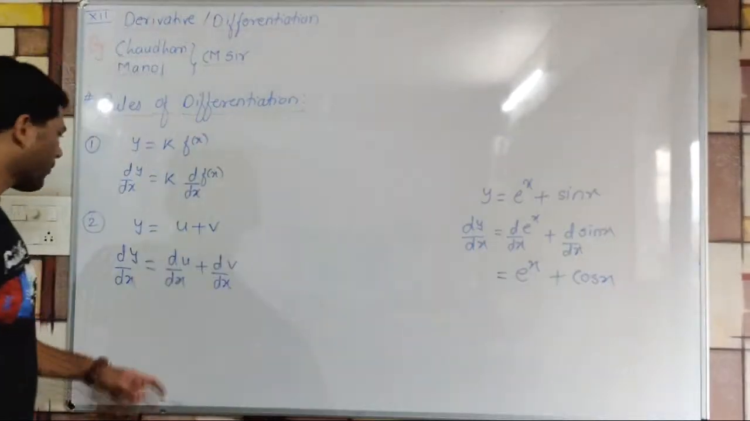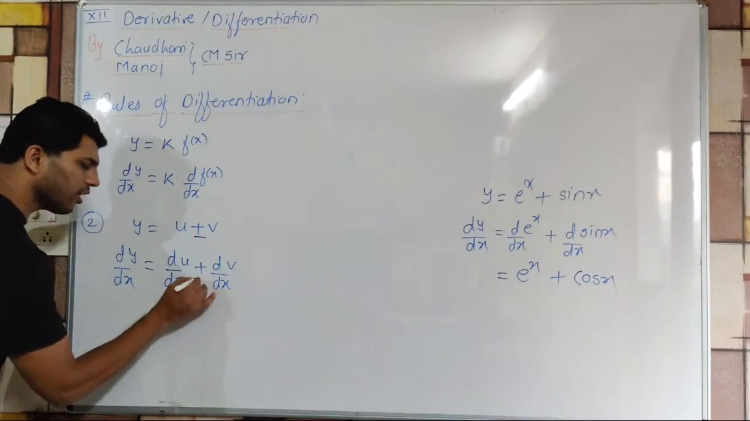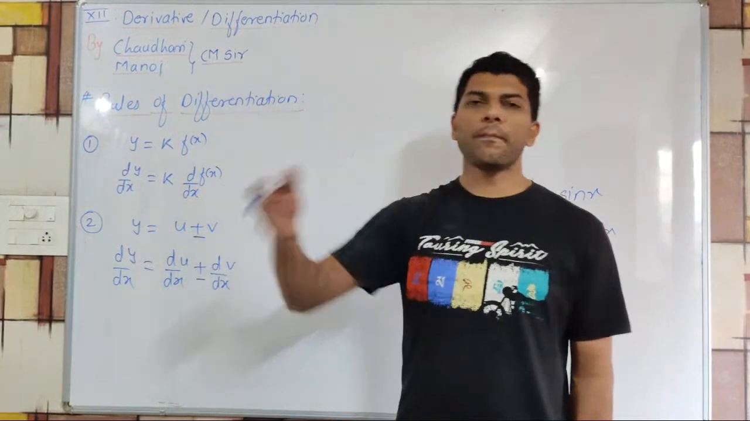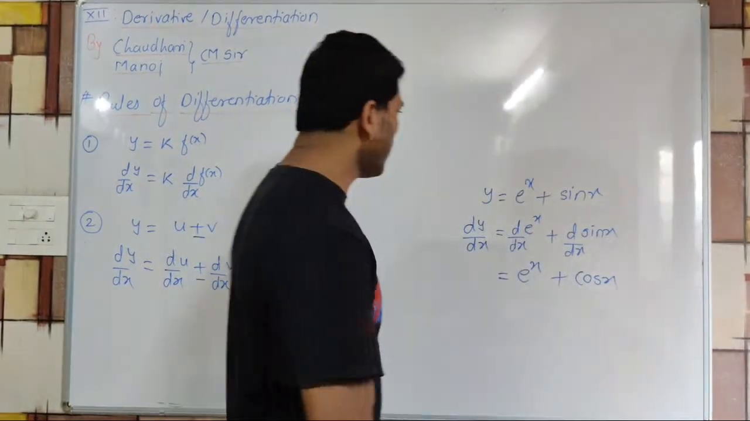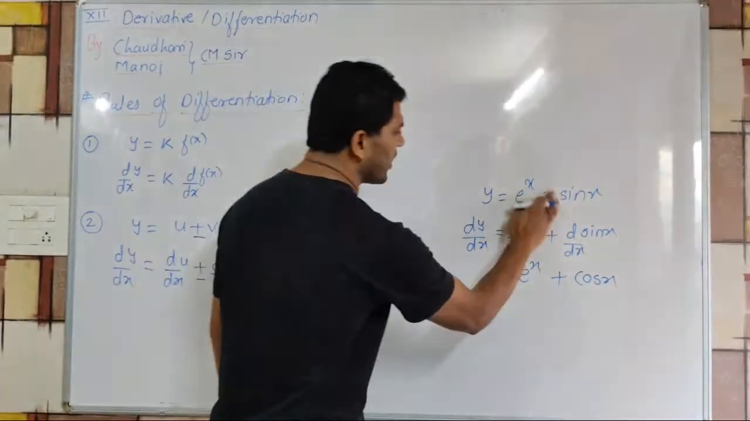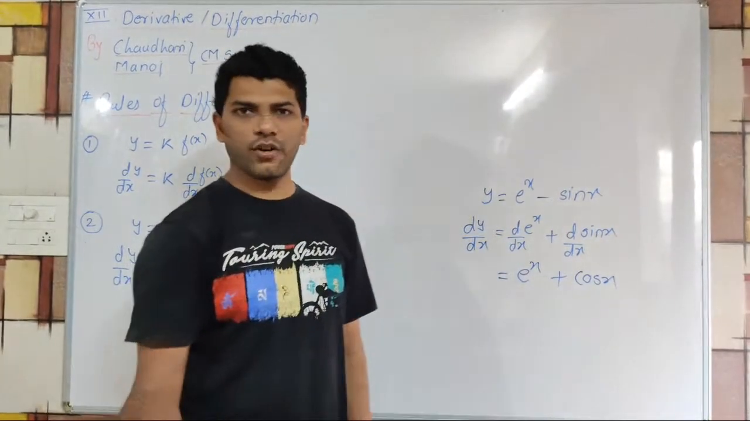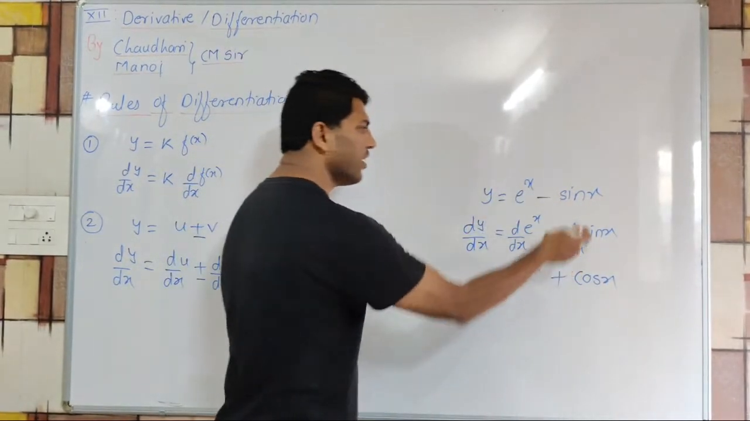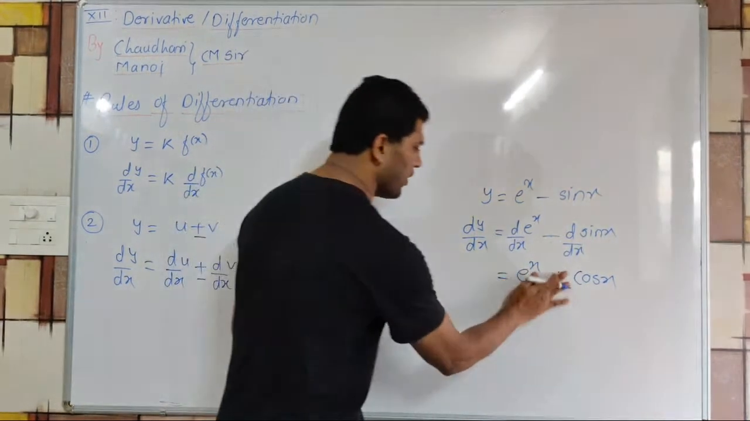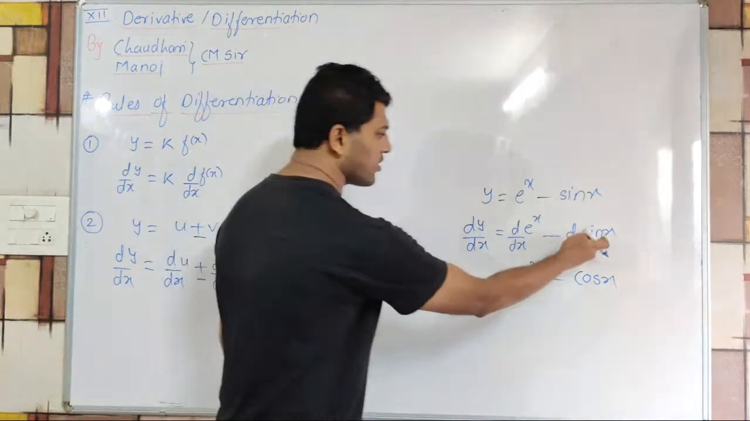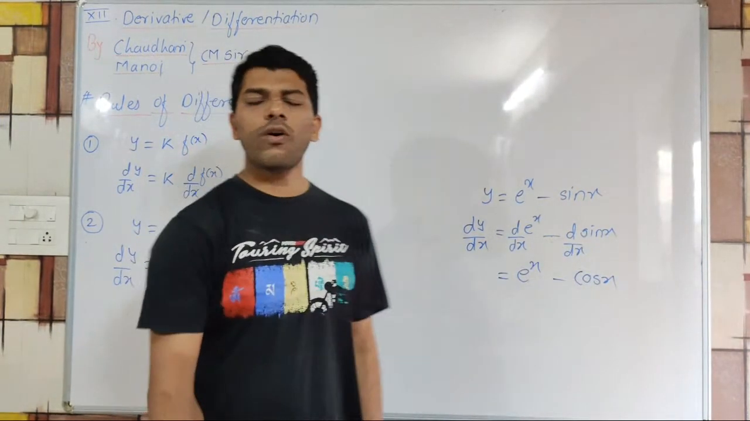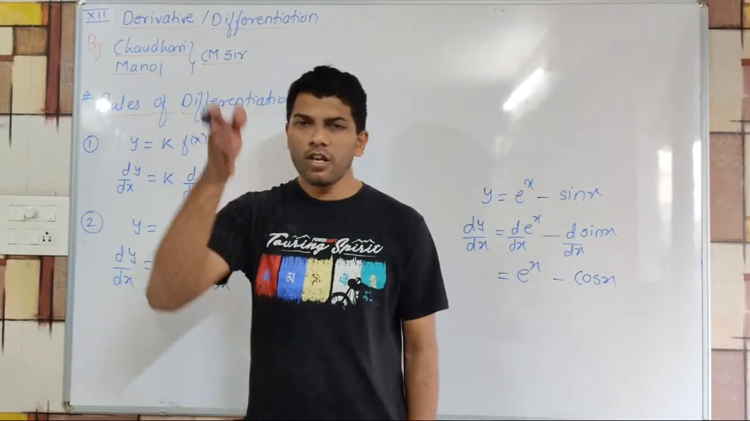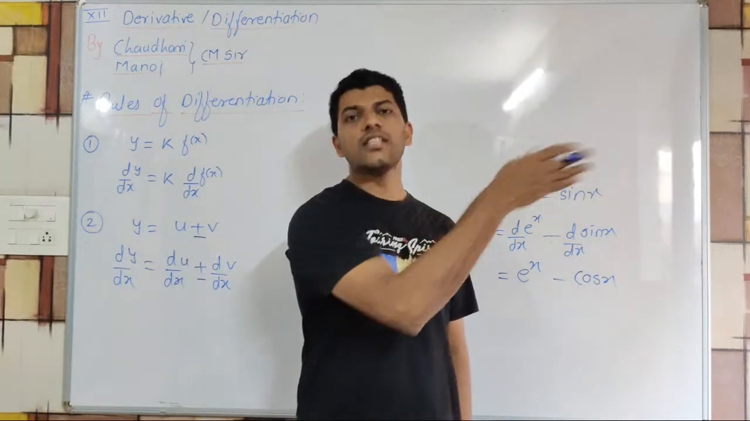The rule applicable for addition is also applicable for subtraction. In subtraction also, you have to differentiate each individual function separately. Let's say in the same example, instead of plus there is a minus sign. There is no change in the process at all. Just differentiate individually: the derivative of e raised to x separately, and the derivative of sin x separately. Once again the story remains the same. The derivative of e raised to x is e raised to x, while the derivative of sin x is cos x. So whether it's addition or subtraction of functions, the rule remains the same. You have to differentiate every function separately.